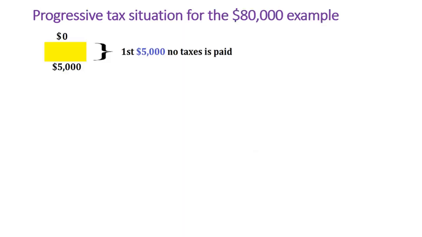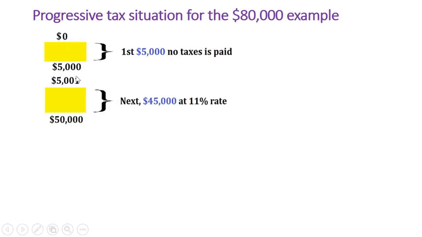In our case, for the first 5,000, no tax is paid. We don't pay any tax for the first 5,000 block of income. Between 5,001 to 50,000, we pay 11%. That means 45,000. How do I get 45,000? 50,000 minus the lowest tax bracket. Just notice the lowest tax bracket, 5,000. So this 45,000 we multiply by 11%.